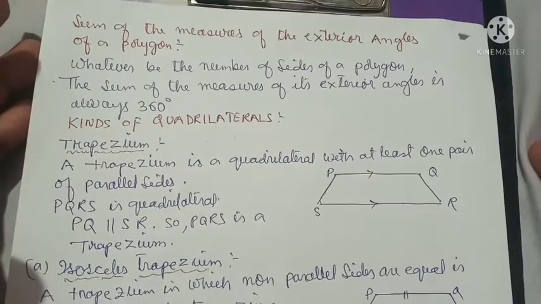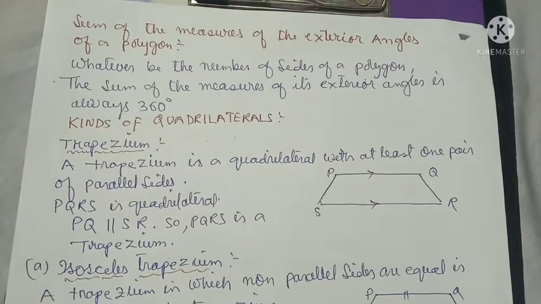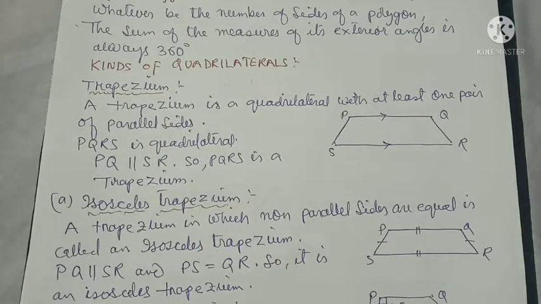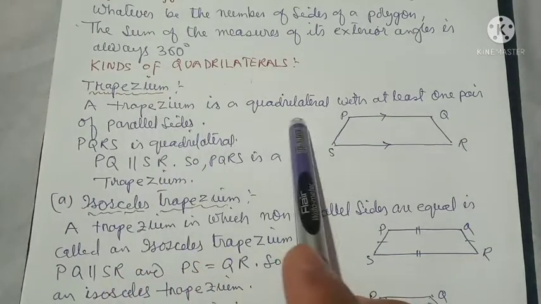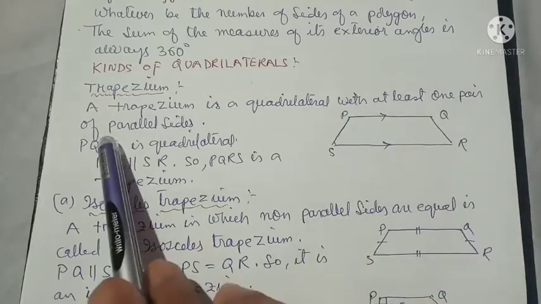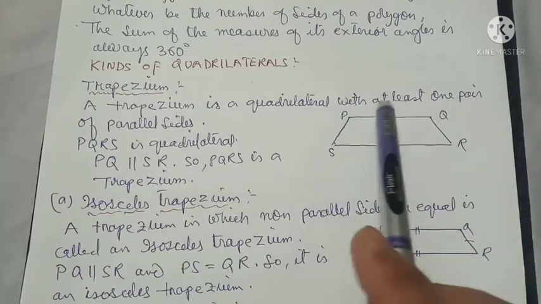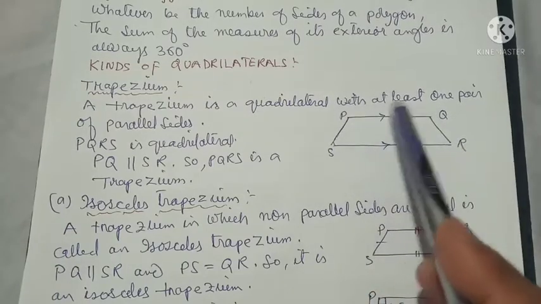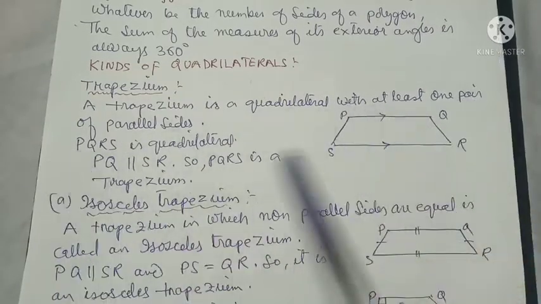So today in this session 2 we are going to discuss the kinds of quadrilaterals. In the kinds of quadrilaterals, first we have to see the trapezium. What is a trapezium? Let's see. A trapezium is a quadrilateral with at least one pair of parallel sides. One pair of sides of a trapezium will always be parallel.